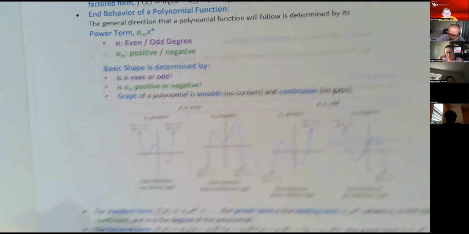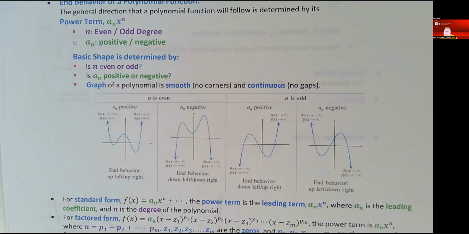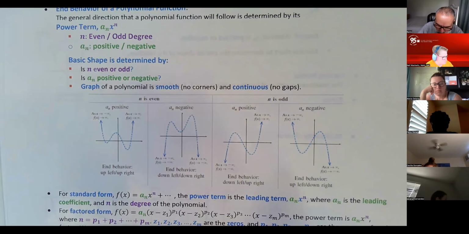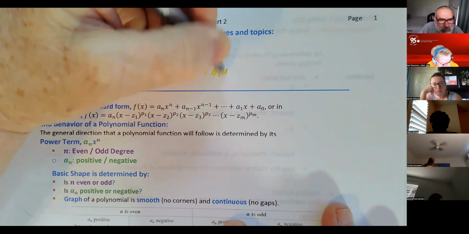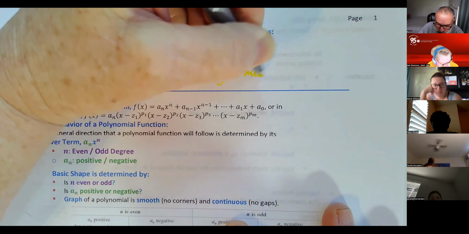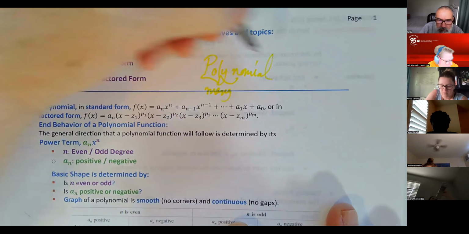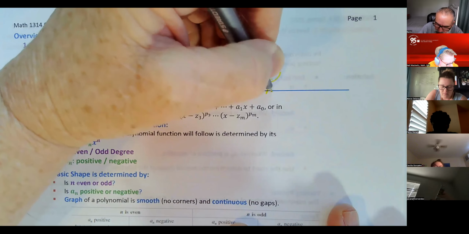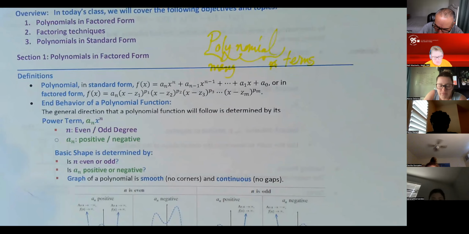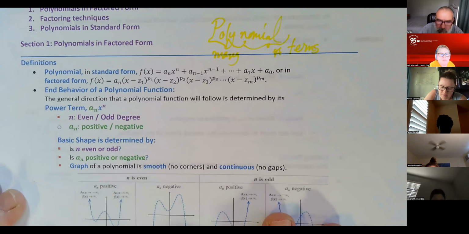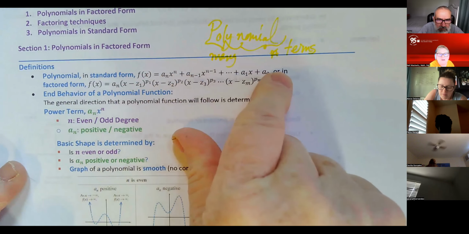Today we're going to be looking at polynomials. Poly means many. Nomial means terms. So a polynomial is just many terms. In standard form, a polynomial is many terms added or subtracted.